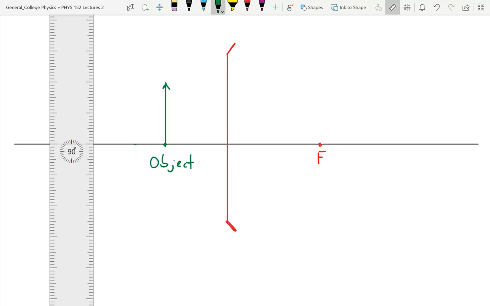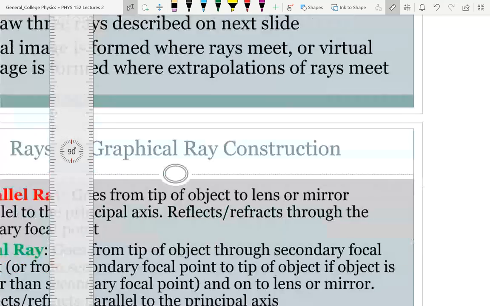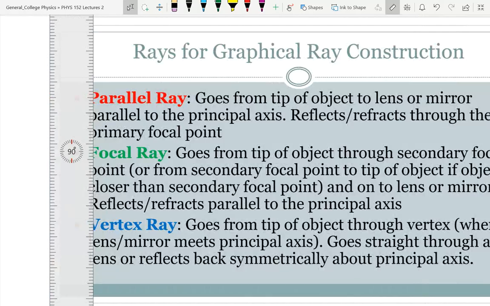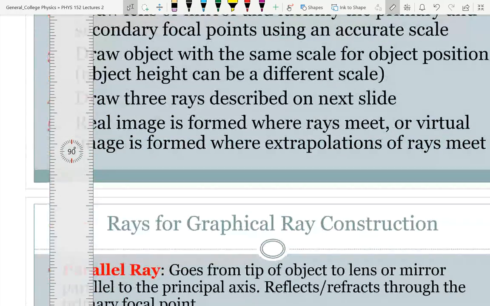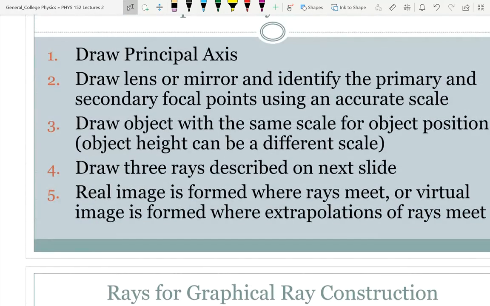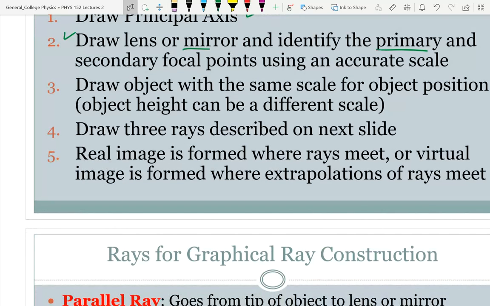Now, probably Andrew chose this because this is one of the more complicated problems in terms of remembering to get your rays right. So we had those ray descriptions. First, we have the parallel ray. I was going through these steps. So we drew the principal axis. We drew the lens or mirror and identified the primary and secondary focal points. We only did primary because it was a mirror. If it had been a lens, we would have done primary and secondary. We drew the object, same scale for position.